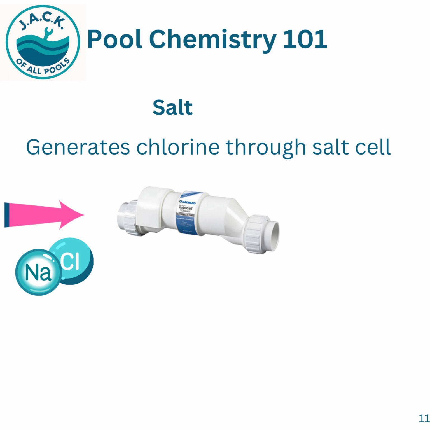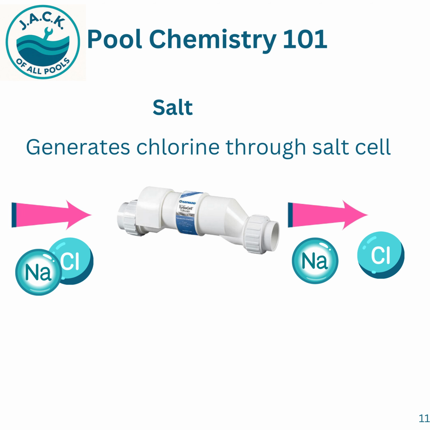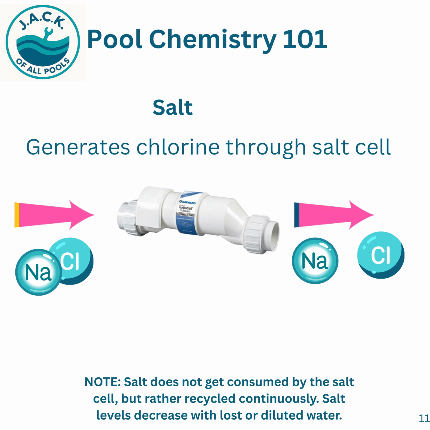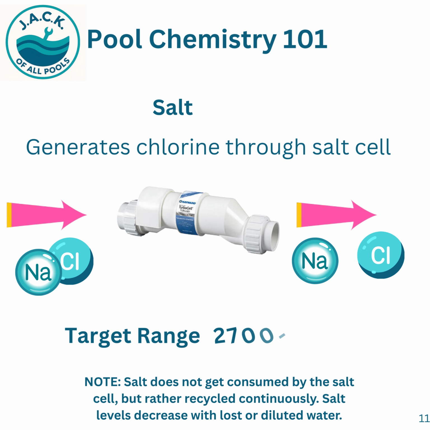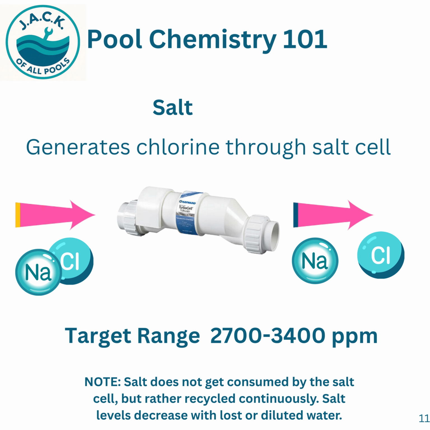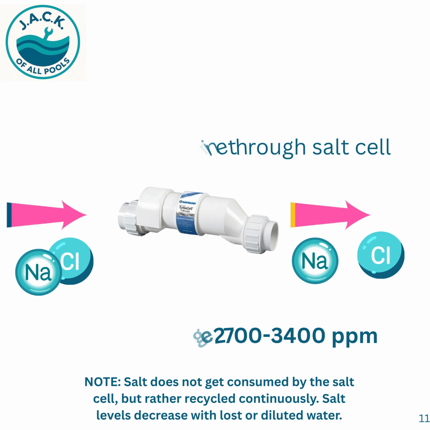Inside the salt cell, an electric current passes through the salty water. This triggers a chemical reaction that splits the salt, sodium chloride, into hypochlorous acid, which is the same active sanitizer in traditional chlorine products. The result: fresh chlorine is constantly produced and circulated in your pool. Most salt systems work best when the salt level is in the range of 2,700 to 3,400 parts per million. Let's summarize what we've learned about all these factors, their functions, and the target ranges.